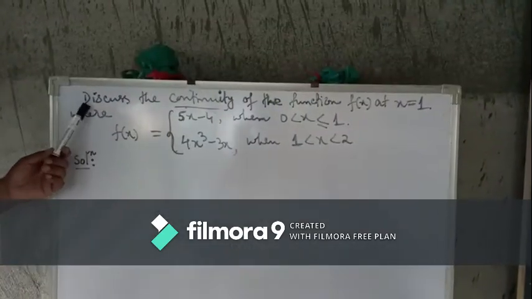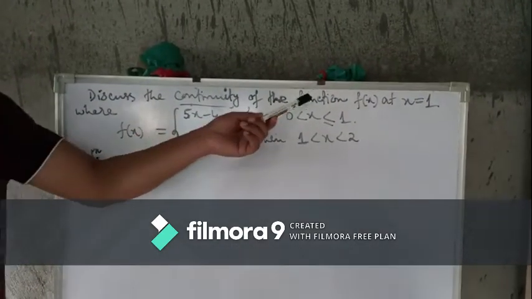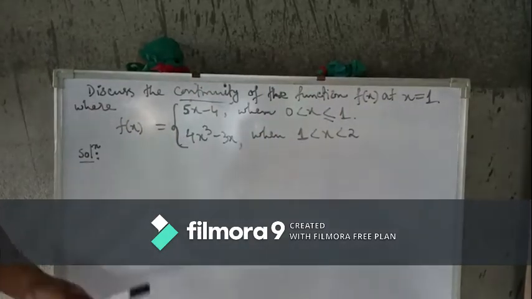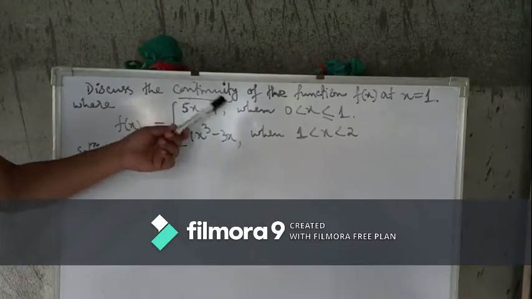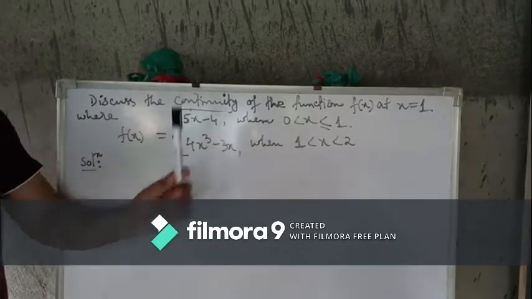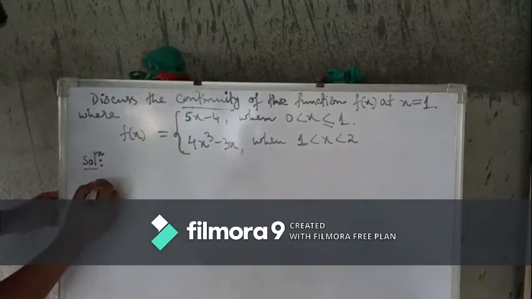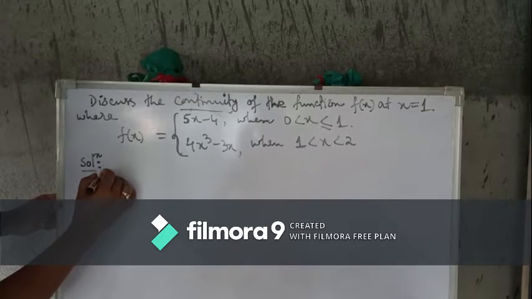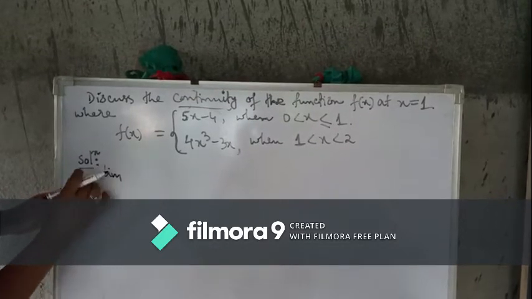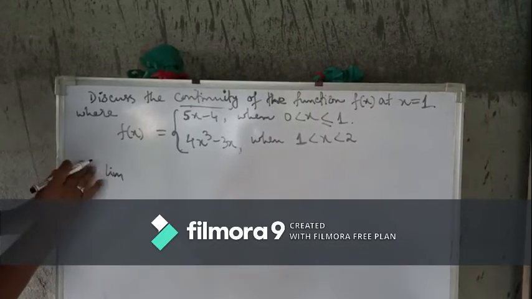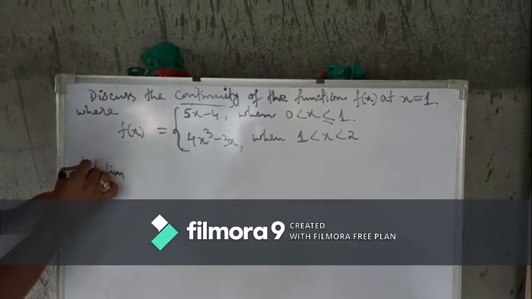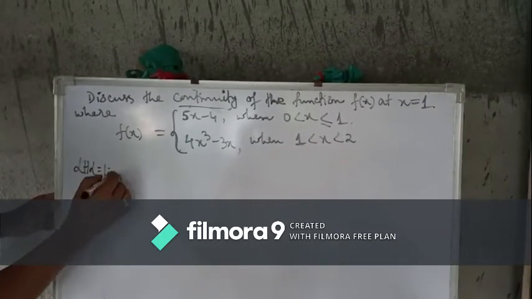Okay. Next question: discuss the continuity of the function f(x) at x equal to 1, and the function is given like this. Two conditions are given. Here we are going to check the criteria for continuity. That means the left hand limit, you can write it here as LHL. LHL means left hand limit.